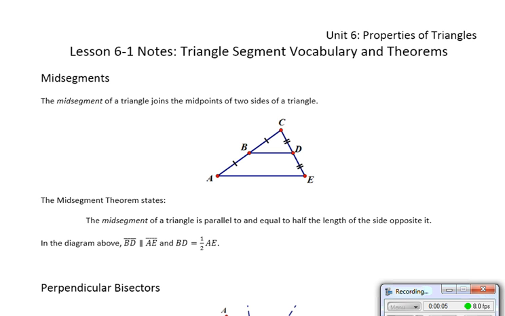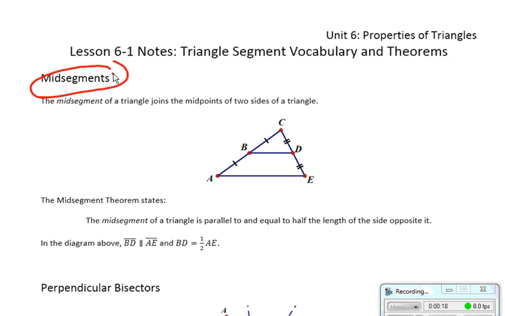Lesson 6-1, Triangle Segment Vocabulary and Theorems. The main purpose of this lesson is to understand the vocabulary that we're going to be working with the next day in class. The first term is midsegment.